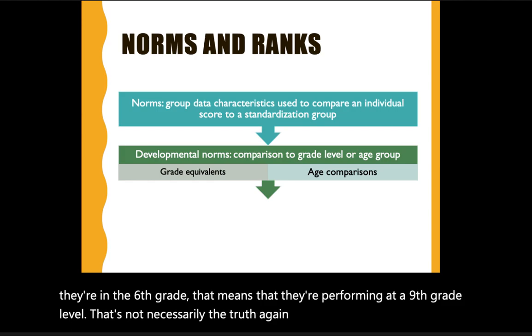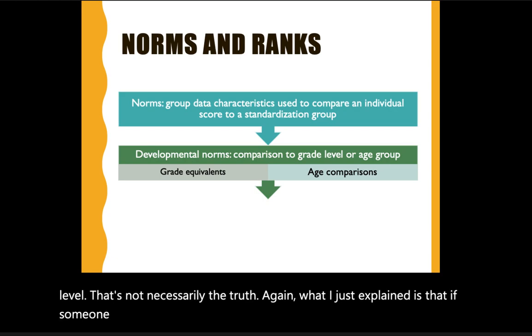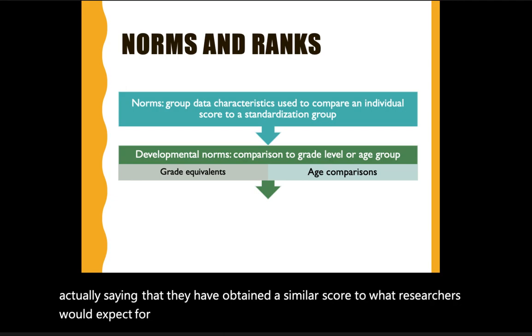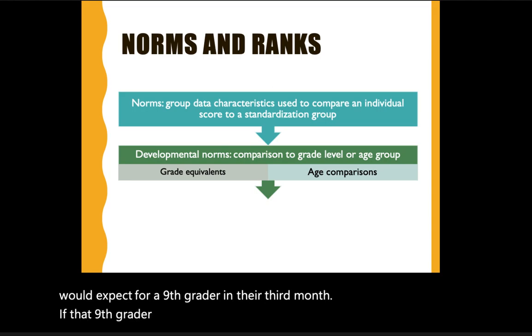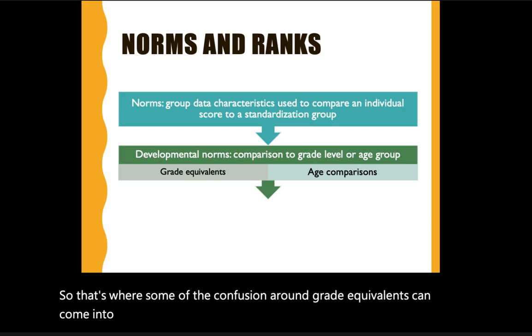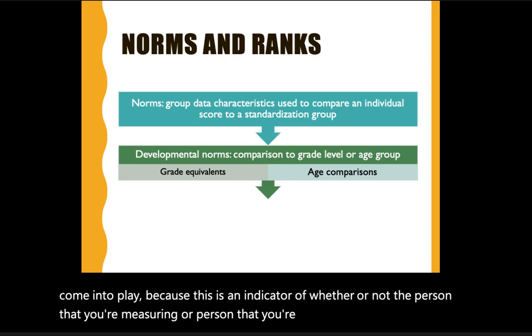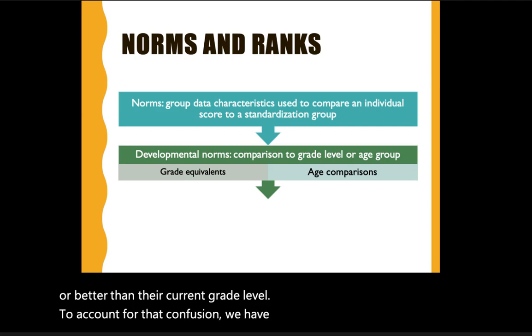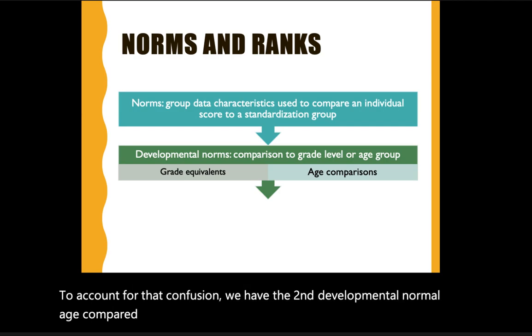Again, what I just explained is that if someone in the 6th grade gets a 9.3 as their grade equivalent, they are actually saying that they have obtained a similar score to what researchers would expect for a 9th grader in their 3rd month if that 9th grader took the same 6th grade math test as that 6th grader. So that's where some of the confusion around grade equivalence can come into play, because this is an indicator of whether or not the person that you're assessing is performing worse or better than their current grade level.